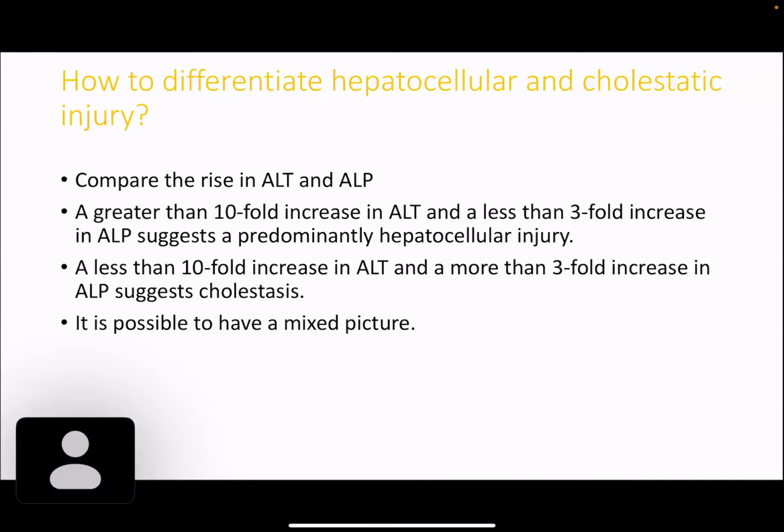In some situations, we can have elevation of both transaminases and alkaline phosphatase, because some conditions can cause hepatocellular injury and at the same time lead to cholestasis. So high elevation of both ALT and alkaline phosphatase can suggest hepatocellular as well as cholestatic injury.